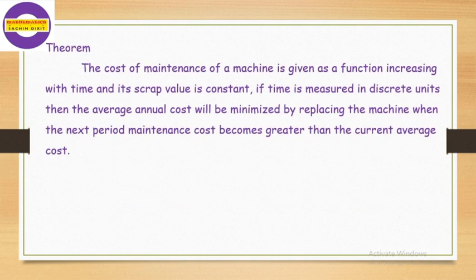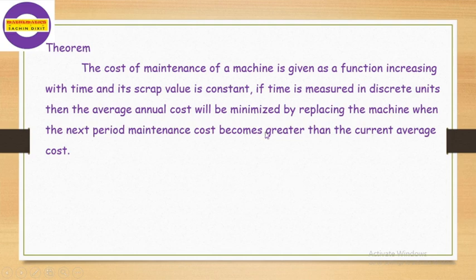Now come to the second one. The cost of maintenance of a machine is given as a function increasing with time and its scrap value is constant. These two conditions are the same as in the previous case. In the first theoretical part, time is measured in continuous units. Here time is measured in discrete units. Then the average annual cost will be minimized by replacing the machine when the next period maintenance cost becomes greater than the current average cost.